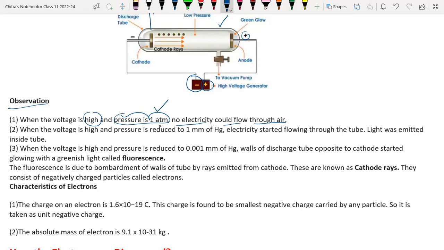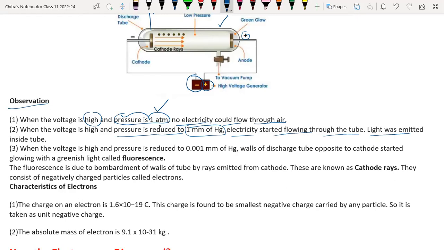Then the second point: the voltage is again very high, but the pressure is reduced to 1 mmHg. It is millimeter of mercury, called mmHg, and we have the sphygmomanometer with which we measure pressure in mmHg. At that lower pressure, electricity started flowing through the tube.